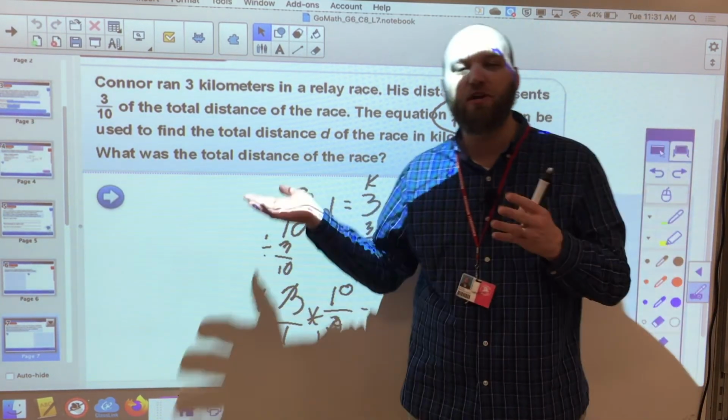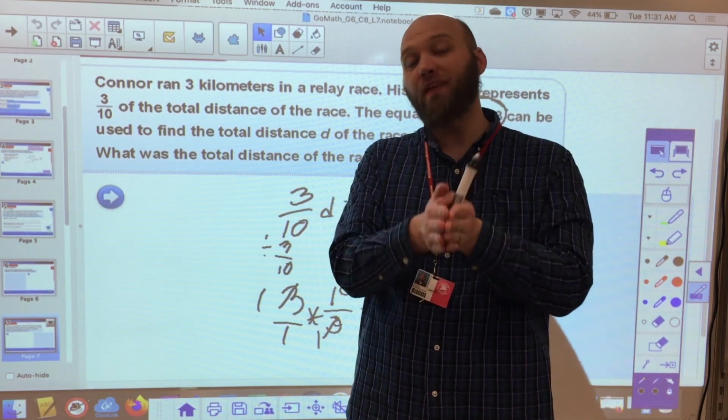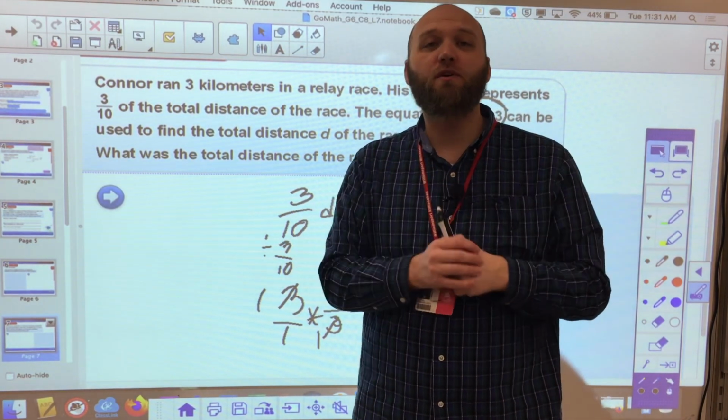Again, inverse operations. Whatever the equation is, start with the equation. Look at what it's asking you to do. By doing the opposite skill, you can solve for the missing variable.